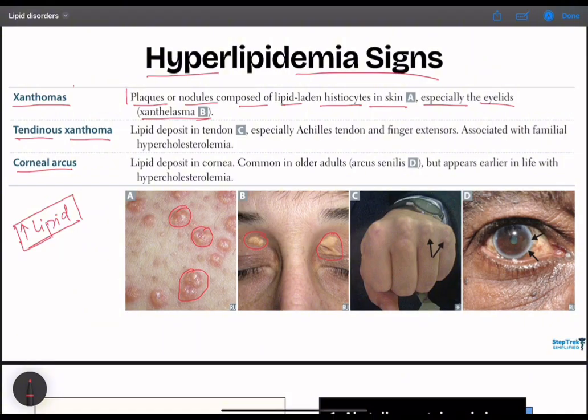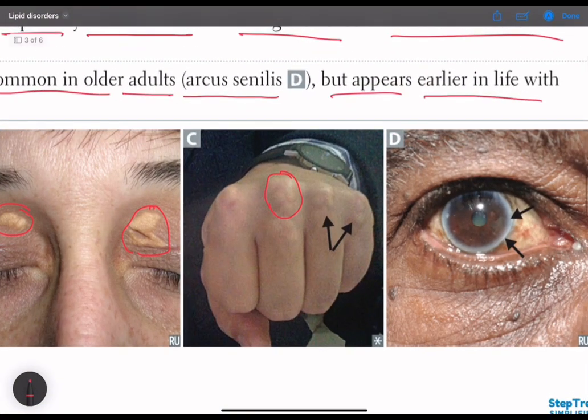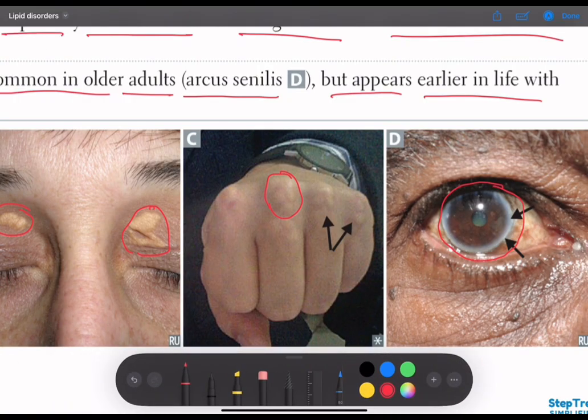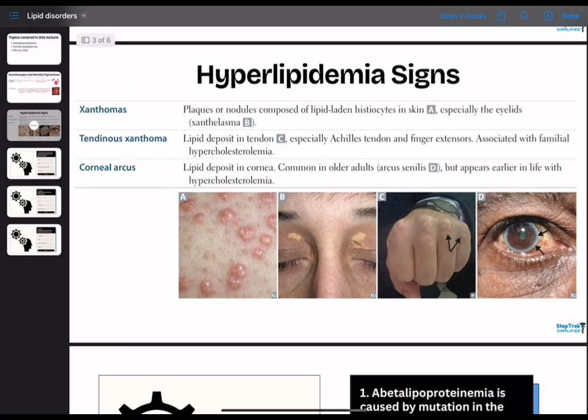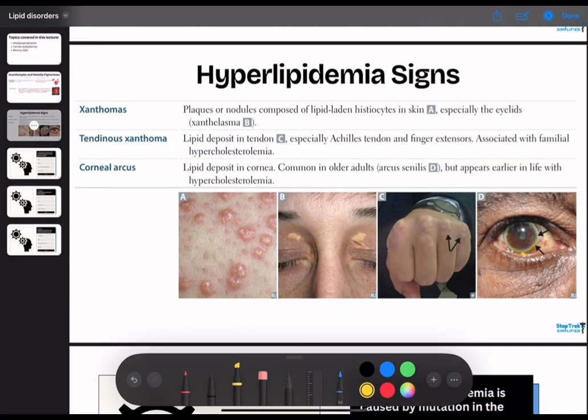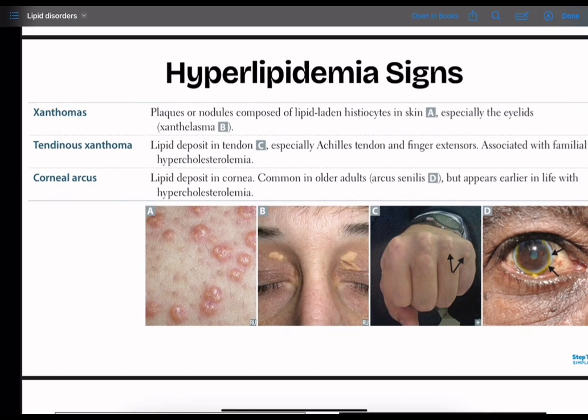Xanthomas are present in skin. They can also deposit in tendons. Lipid deposits in tendons are known as tendinous xanthomas, especially of the Achilles tendon and finger extensors, associated with familial hypercholesterolemia. So these are finger extensor tendinous xanthomas. Then we have corneal arcus, which is lipid deposition in the cornea. It is common in older adults, also known as arcus senilis, but appears earlier in life with hypercholesterolemia. If you look over here, this white rim in the cornea is actually the lipid deposition. So this is all about the corneal sign of hyperlipidemia.